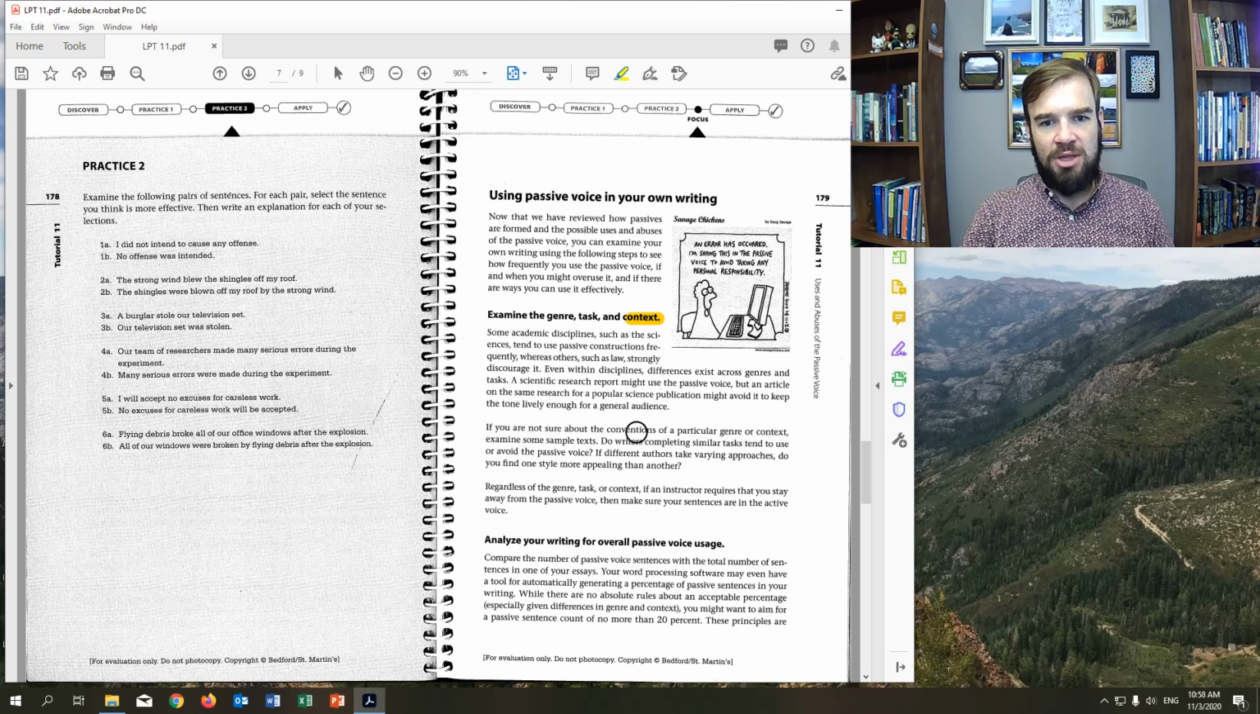If you're not sure about the conventions of a particular genre or context, examine some sample texts. Do writers completing similar tasks tend to use or avoid the passive voice? If different authors take varying approaches, do you find one style more appealing than another? Now, regardless of the genre, task, or context, if an instructor requires that you stay away from the passive voice, then make sure your sentences are in the active voice. It's just a good rule in general.